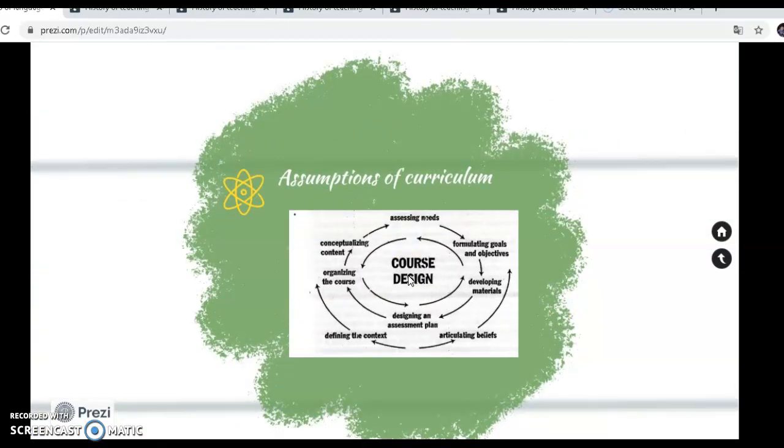Curriculum takes into account the organizing of the course, the conceptualizing content, the assessing needs, formulating goals and objectives, developing materials, designing an assessment plan, and taking into account also the context and the articulating beliefs.